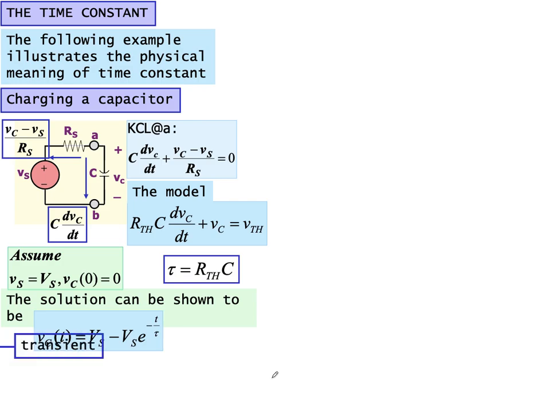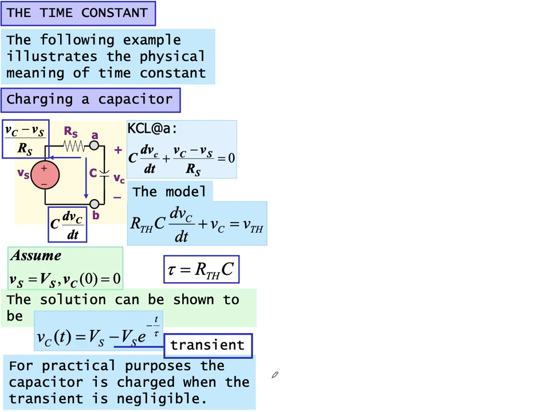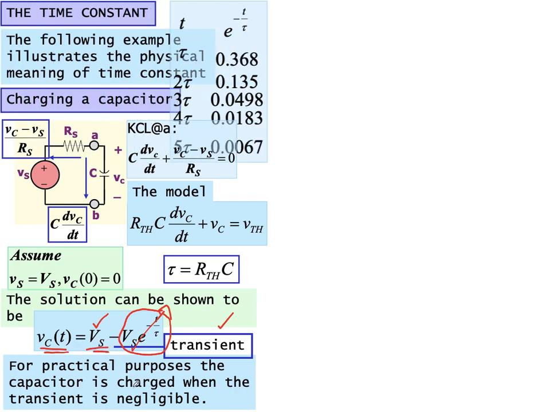So this part is the transient response, and for practical purpose the capacitor is charged when the transient is negligible. This means that after 5 tau or 5 time constants, this transient response will become 0, and the voltage across capacitor will be a constant value, which is Vs. So we will say that after the transient response is finished, the capacitor will be fully charged, and the value across capacitor will be same as the voltage source that is connected with it.